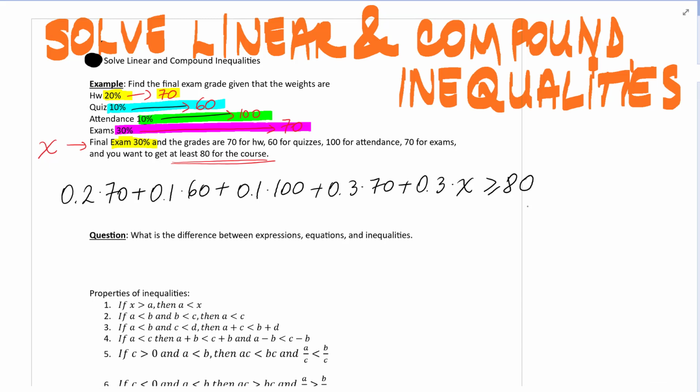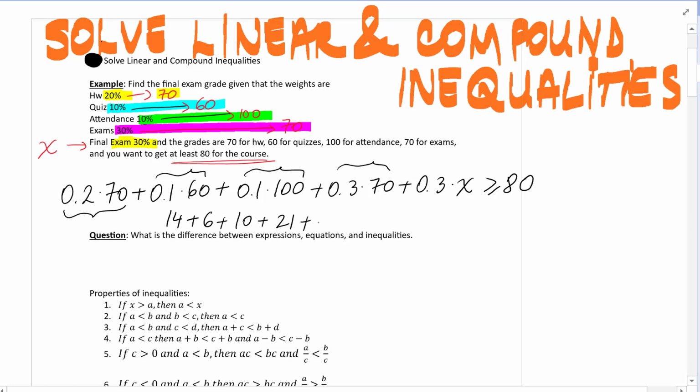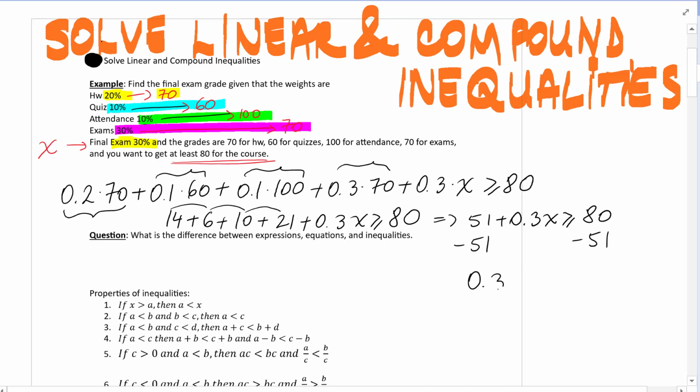So let's solve this linear inequality. Now if we compute this, we get 14, plus if we compute this, we get 6, plus if we compute this, we get 10, plus 21, plus 0.3x greater than or equal to 80. So what I'm going to do next is add these numbers up on the left side. So 20, 30, 51. So 51 plus 0.3x greater than or equal to 80. And we subtract 51 from both sides. 0.3x greater than or equal to 29.